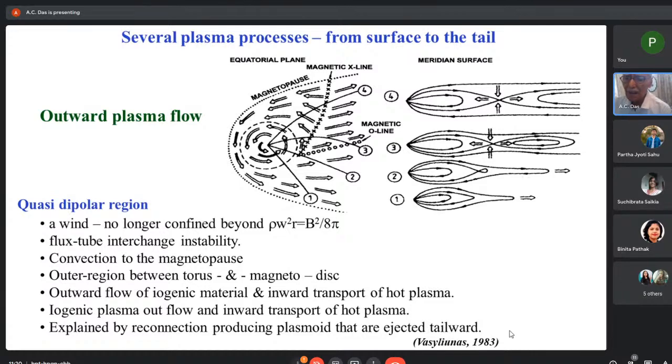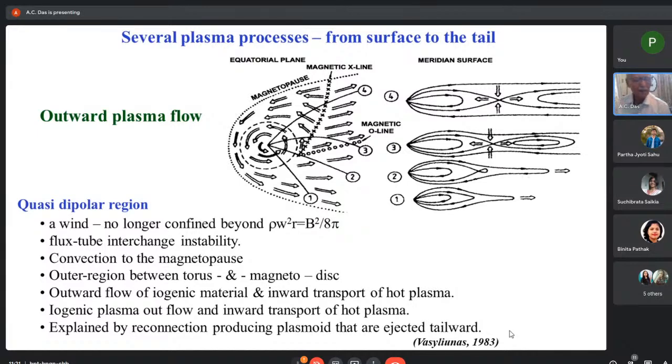On the other side, there is a lot of plasma flow from the reconnection going towards the magnetosphere of Jupiter. So this is a picture which can be associated with the reconnection that can take place because of the plasma flow, a peculiar thing about the magnetosphere of Jupiter. So there is now another way of explaining iogenic plasma outflow and inward transport of hot plasma. This is another picture by which you can describe the same thing.